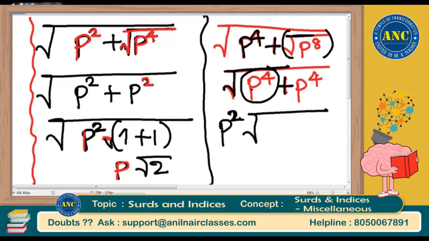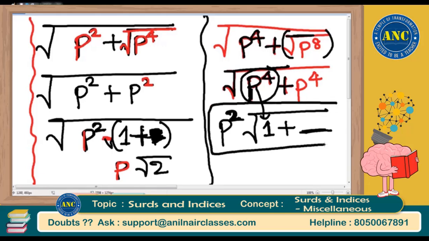Inside the square root, what is left? 1 plus something is left. Forget about that something. It can be anything depending on the question. Here I will be left with 1 plus something. I believe that it is clear. If I take this first term outside the square root, p power 4 will become p square, and inside the square root it will be 1 plus something. This point is something which I want you to learn.